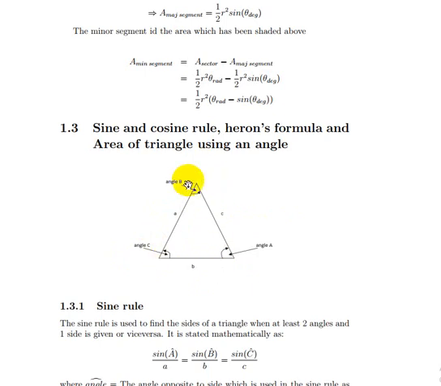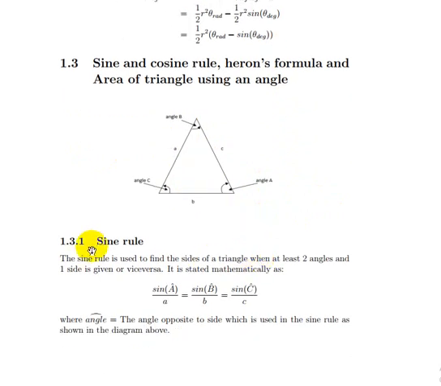The circumference of this triangle is going to be a plus b plus c. Area we already know is going to be half base times height. That's the general formula. But if you are only given an angle, we are going to use the trigonometric method, as we're going to see in the following section. To start with, we're going to start with the sine rule.